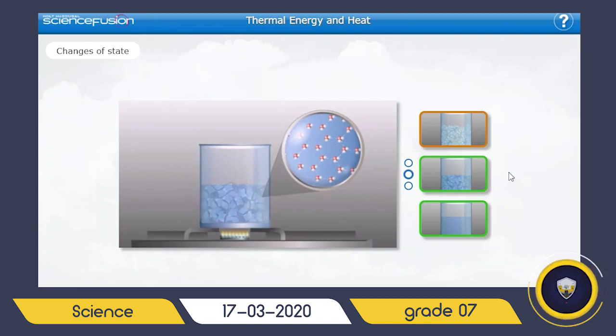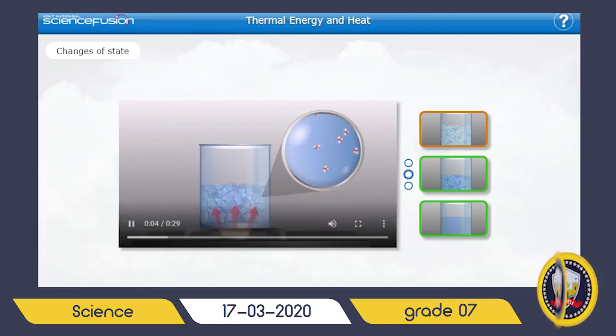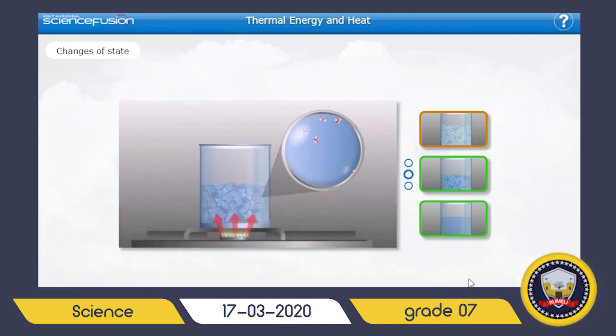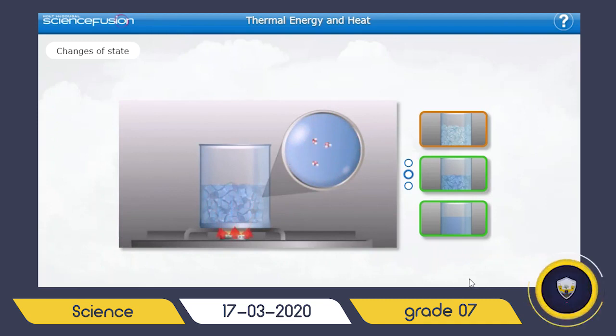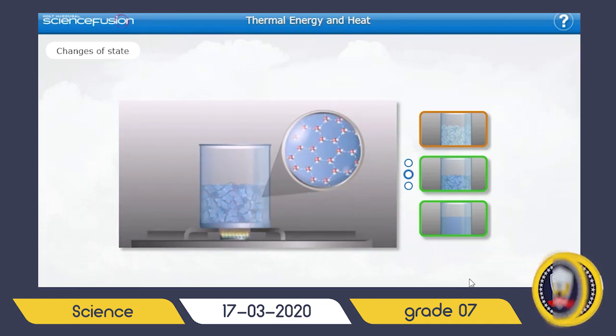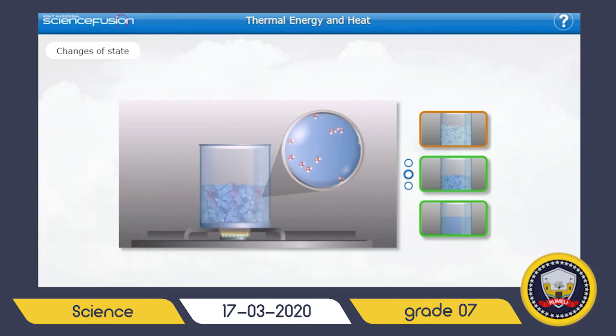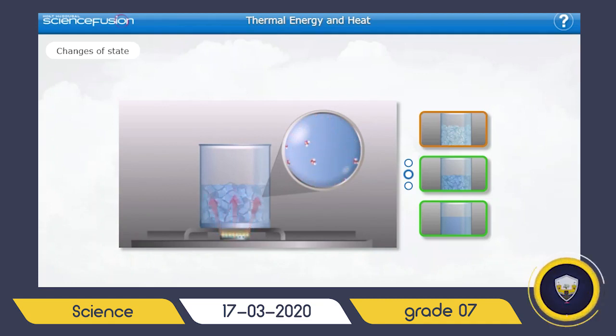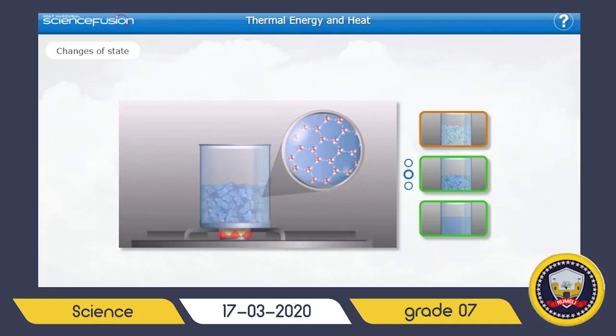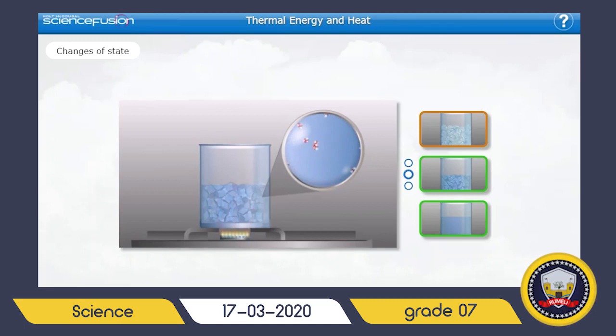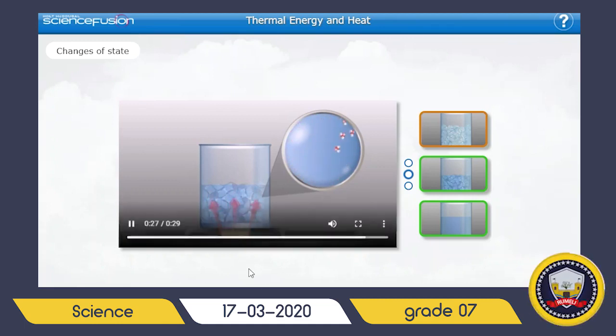The energy transferred from the flame here to the ice increases the average kinetic energy of water particles in the ice. The added kinetic energy starts to break the bonds between the water particles in the ice, and water particles can start to slide over each other rather than being locked together. So ice will start to melt. See here.